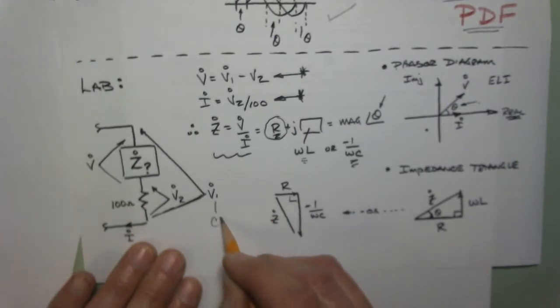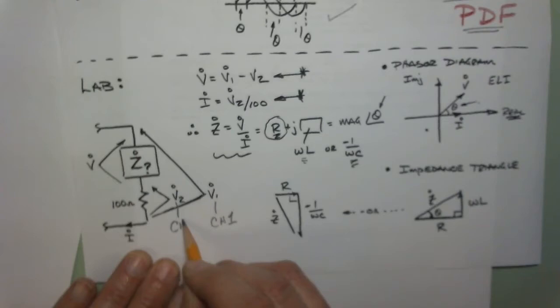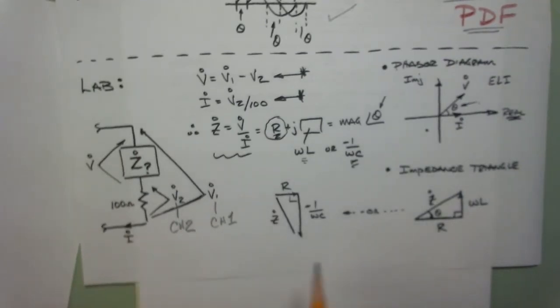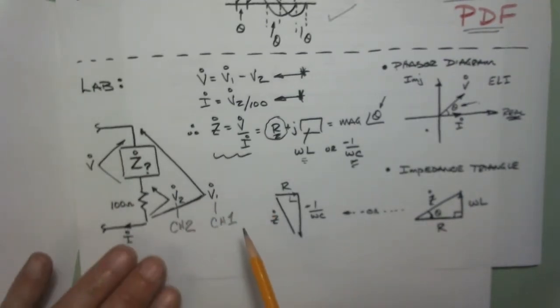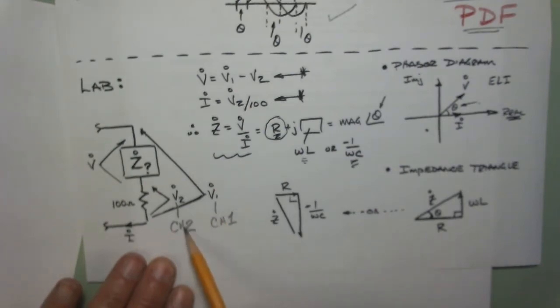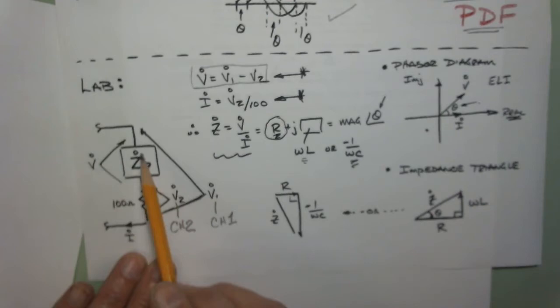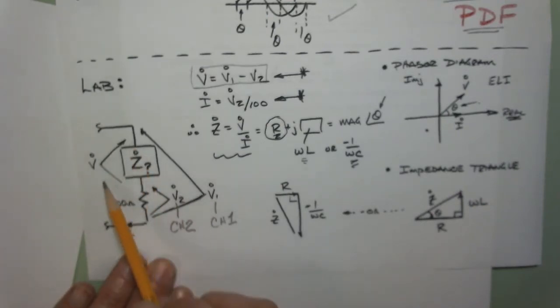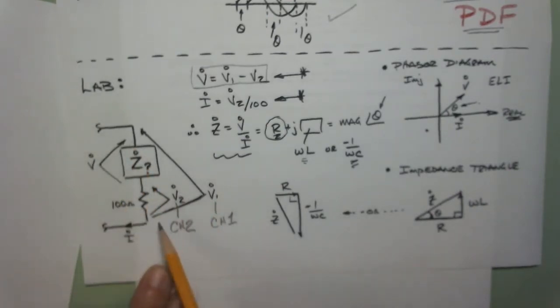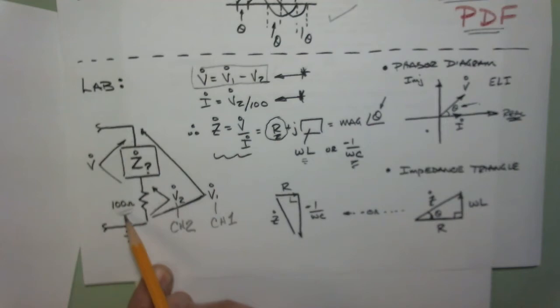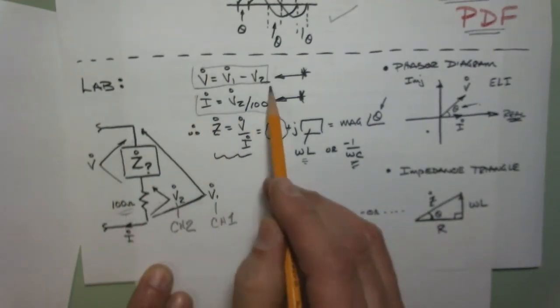Remember, this is going to be channel 1, and then I've got channel 2 there. By using channel 1 and channel 2, if I subtract channel 2 from channel 1, I get the voltage that is across this. That's that voltage there, V. And if I take channel 2 and divide by the 100 ohms, now it's not exactly 100 ohms, in our case it's 99.5, I will be able to get the current.